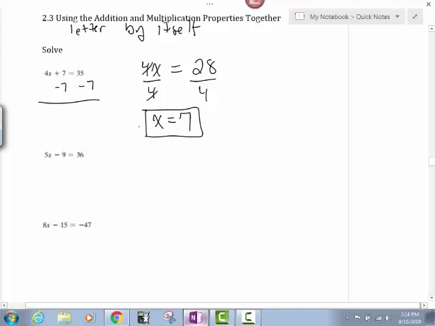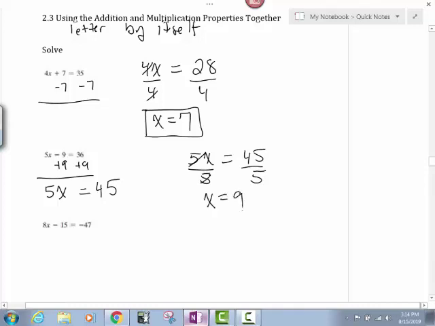Let's try the next one. We'll go about it the same way. We have 5x minus 9 equals 36. Let's add 9 to both sides. We end up with 5x is equal to 36 plus 9, which should give us a total of 45. Now, when we have 5x equals 45, the last step is we need to divide both sides by the number 5, and we end up with x is equal to 9.